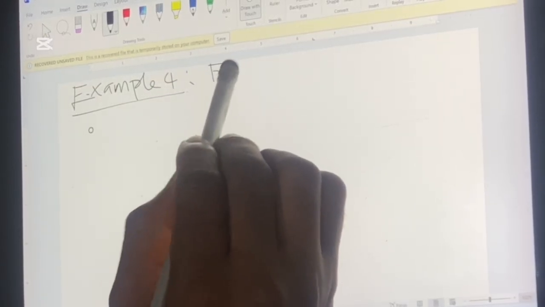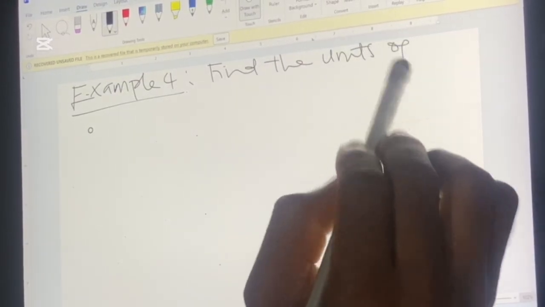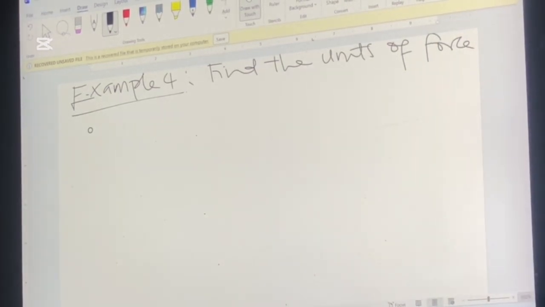Find the unit of force. All right. We are asked to find the unit of force. Solution.